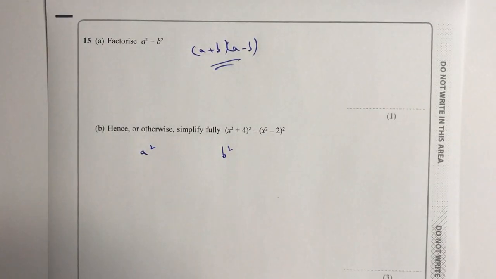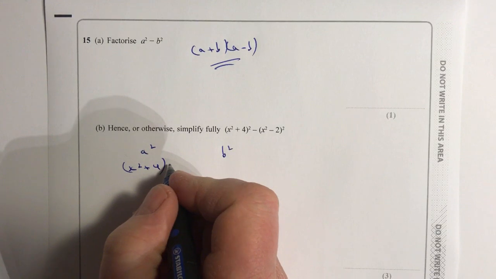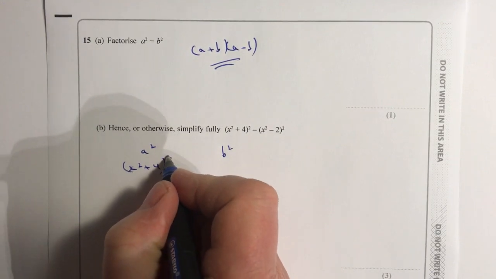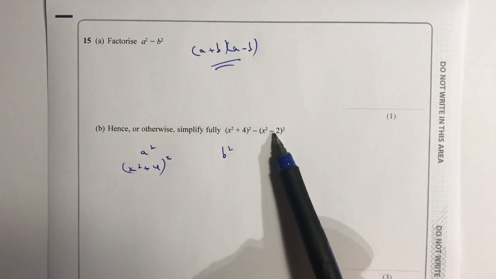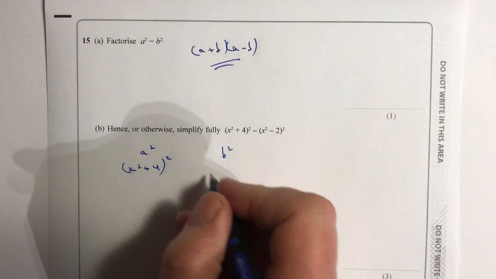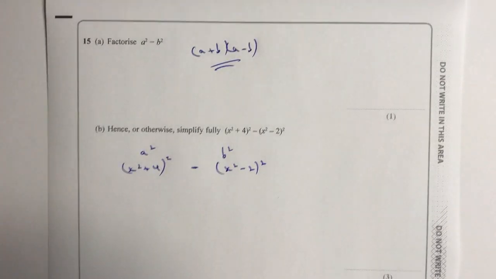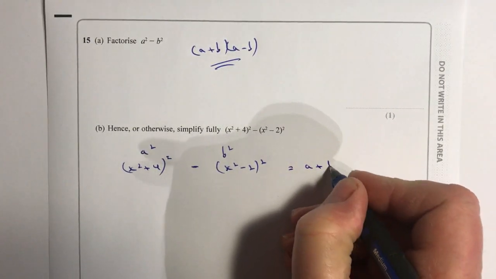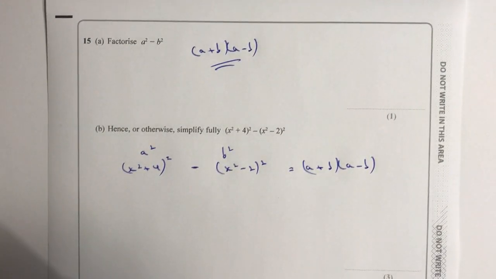Okay, so the first value of a squared is going to be x squared plus 4. So that's the value of a, and I'm going to square that. Okay. So then we've got the value of b, which is this x squared minus 2. So I've got minus, and I've got x squared minus 2. And again, I'm going to square that. And that all equals a plus b times a minus b. Okay, because we've said it's exactly the same.